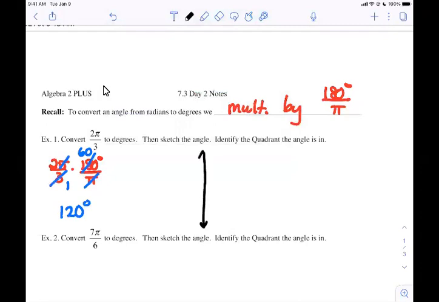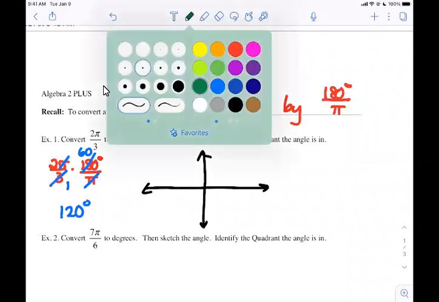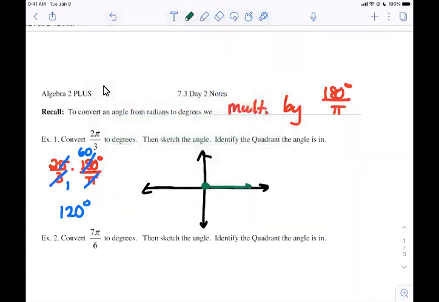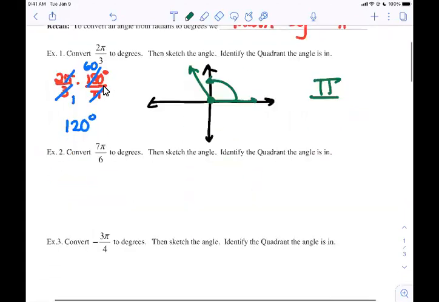It says then sketch the angle. Well, 120 degrees, how far away from the x-axis is 120? 60. So you're going to want to make that look like more than, so that's 60 degrees, but I need my arc. So then what quadrant is this in? Second. There we go. All right, now you guys try example 2 and 3.